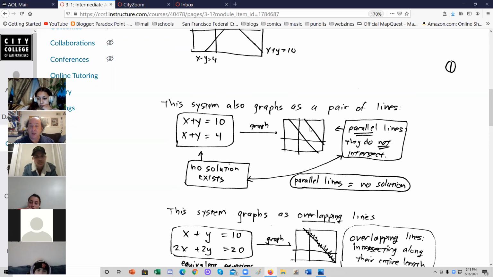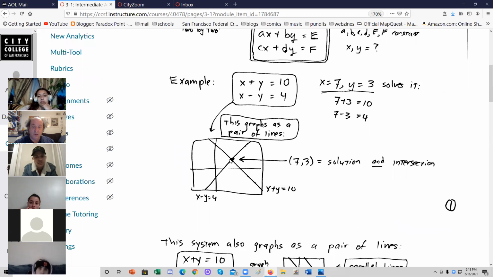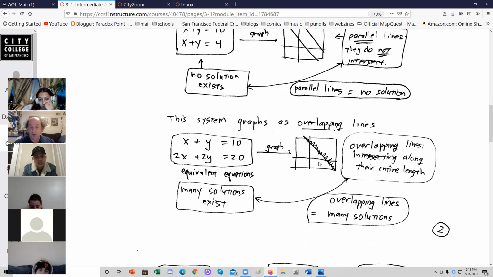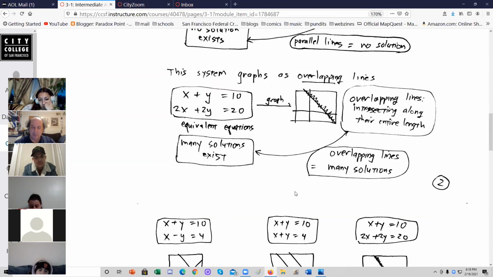Here the lines have the same slope, here the lines have the same slope. In this case, the lines have different slopes, and that ensures that there's one and only one intersection point. Here there's no intersection, or intersection along the entire length. I prefer to just say many solutions because it causes less confusing ambiguity.